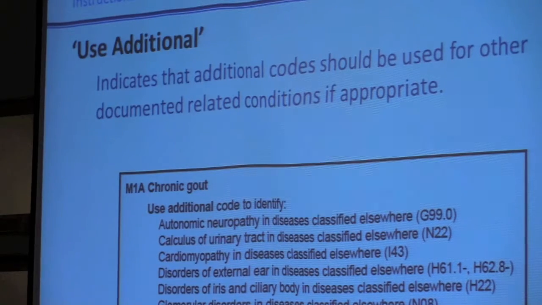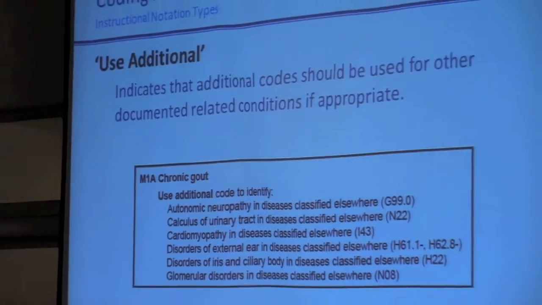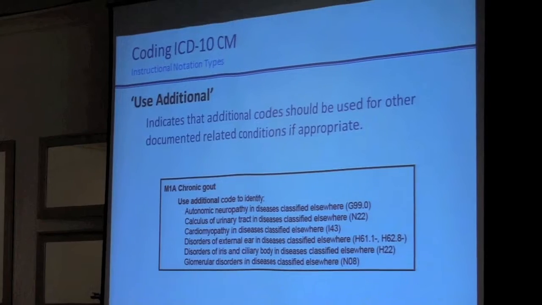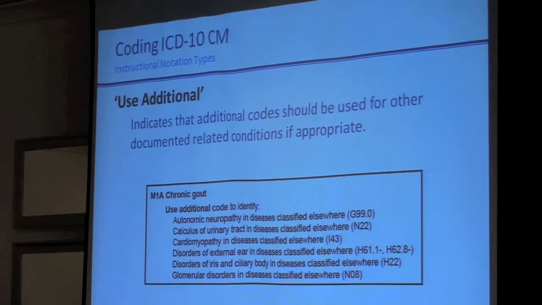And then you'll see this use additional. Now, to me, it was very confusing, and maybe the coders can help me on this. The difference between excludes two, code also, use additional code, they're basically all saying the same thing. Right? Any big differences? Any coders that can tell me what that difference is? Because I don't know, so I just kind of merge them all together. Just use another code if it's relevant. Right? It's really all the same.